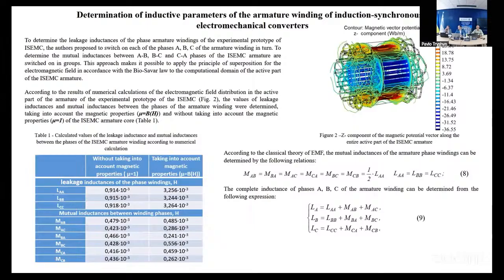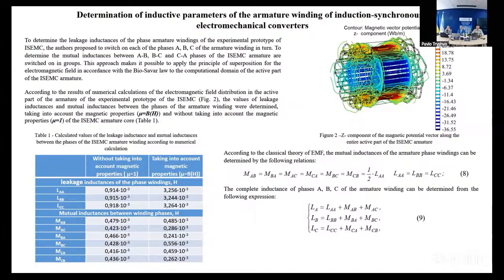To determine the leakage inductance of the phase armature windings of the experimental prototype, the authors proposed to switch on each of the phases of the armature winding in turn to determine the self-inductances, and then phases A, B, B, C, and C, A of the electromechanical converter armature are switched on in a group to determine the mutual inductances between phases.